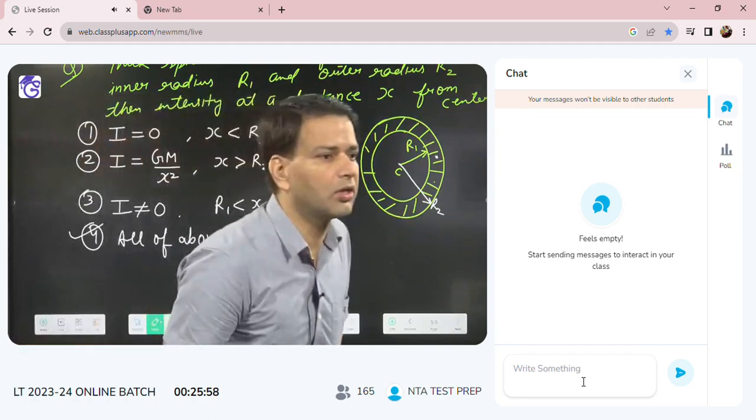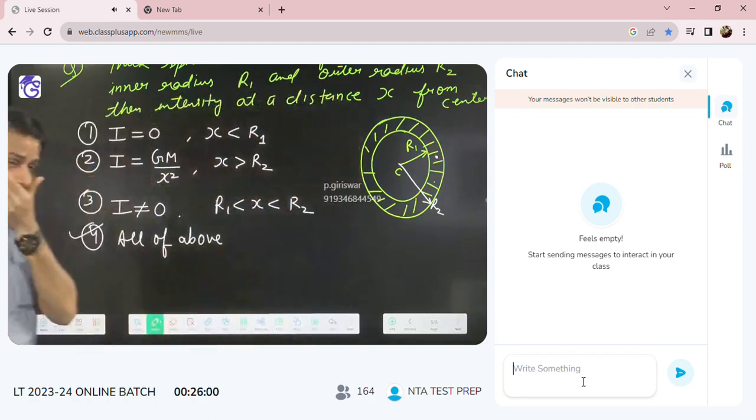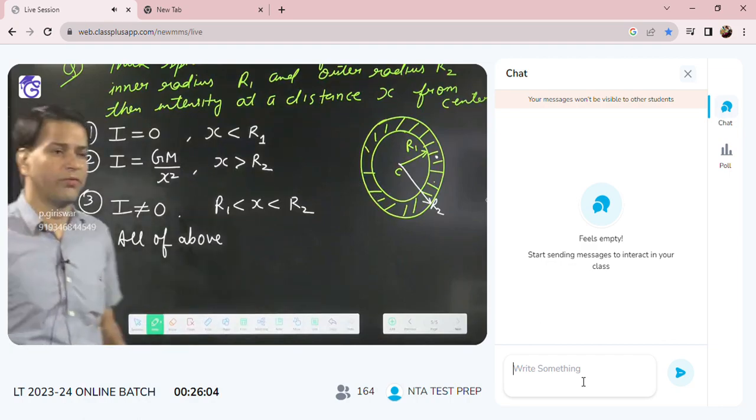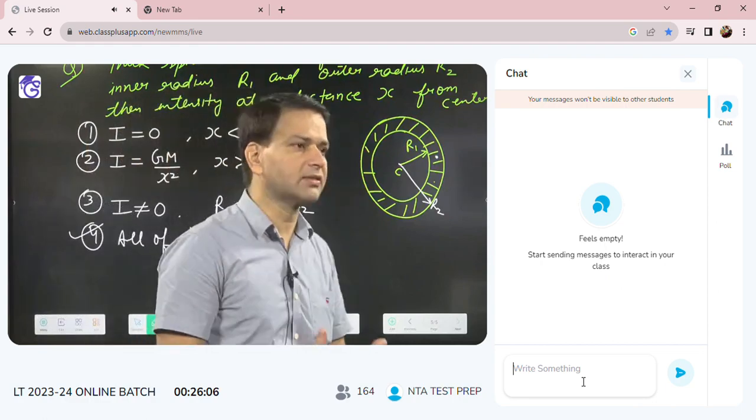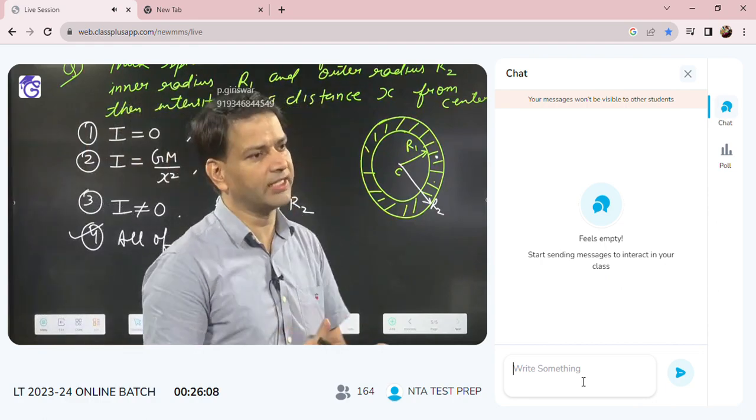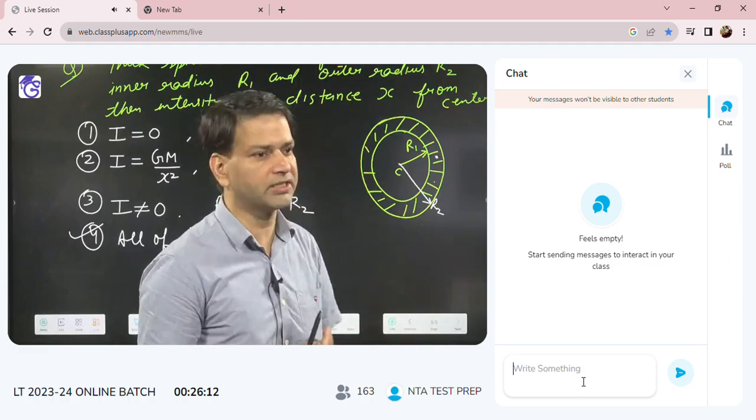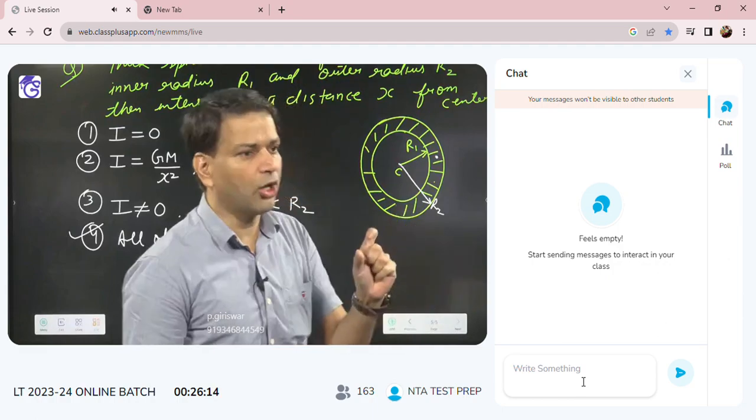Everybody got it or not? Okay. First option, x less than R1. X less than R1 means the point is inside the shell. Inside the shell, what is the intensity? 0. So the first option is correct. Okay. Second option, what I gave?